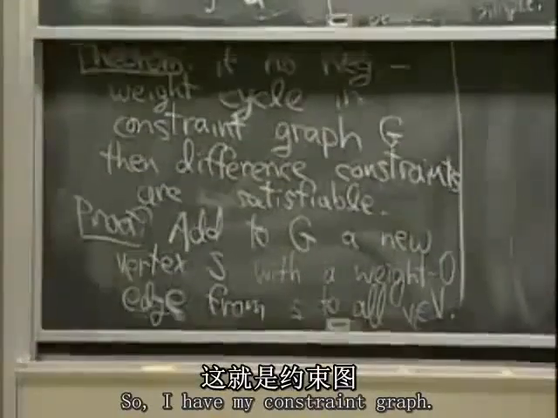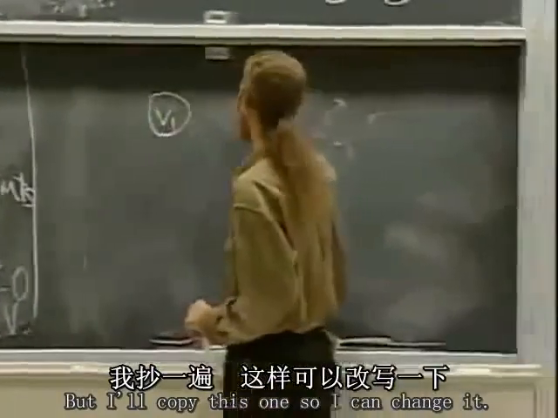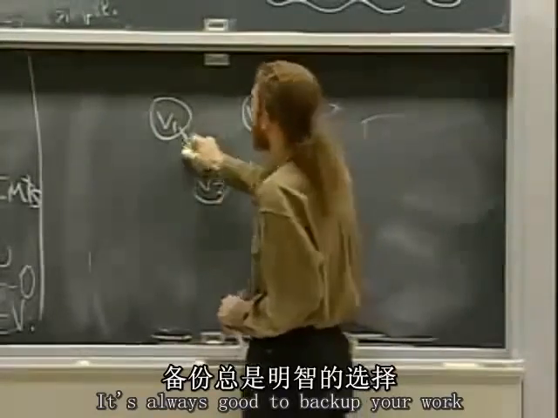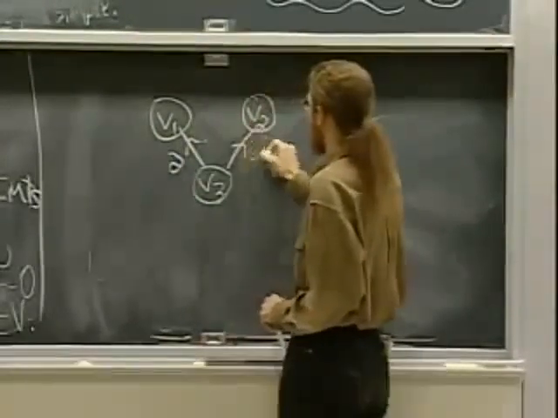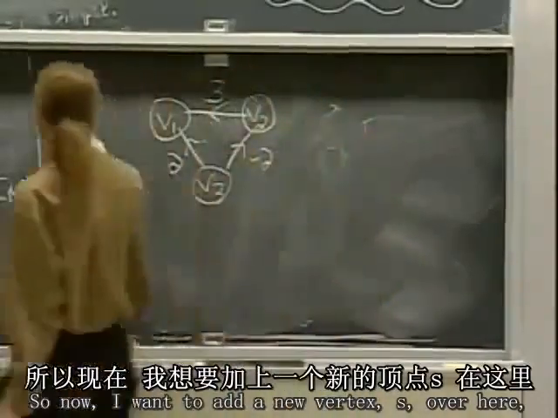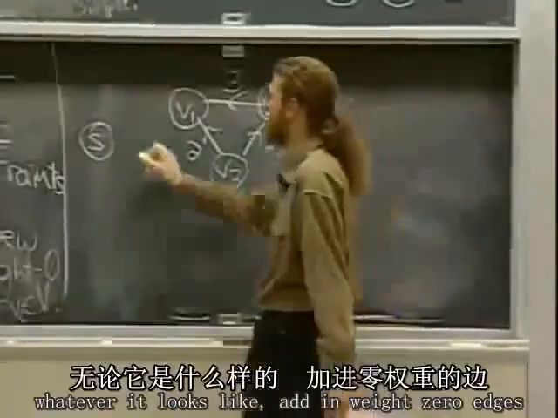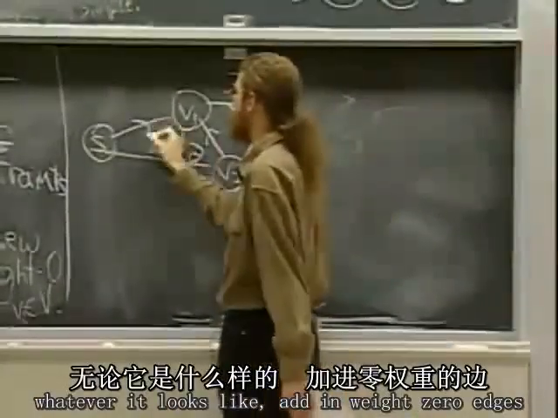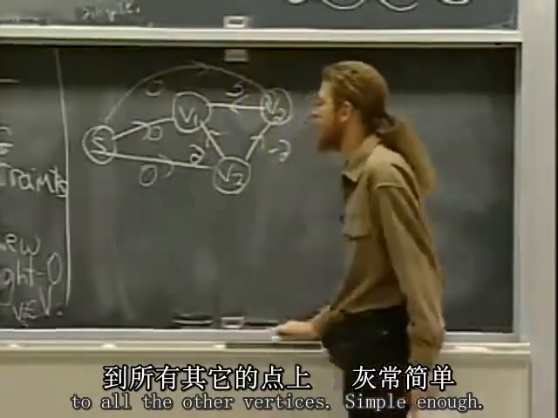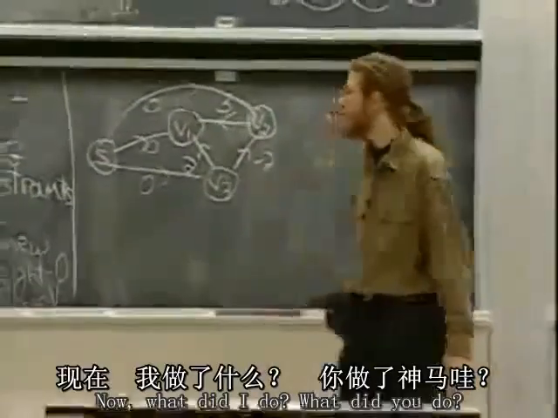So I have my constraint graph. Let me copy this one so I can change it. Always good to back up your work before you make changes, right? There we go. So now I want to add a new vertex S over here, my new source. I just take my constraint graph, whatever it looks like, and add in weight zero edges to all the other vertices. Simple enough.